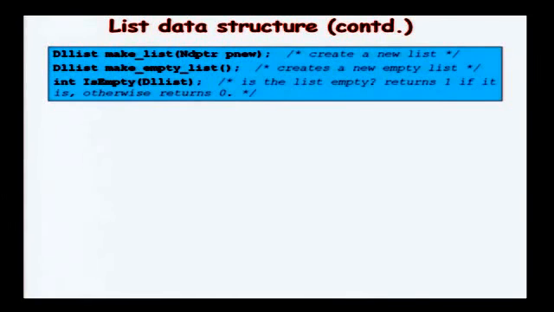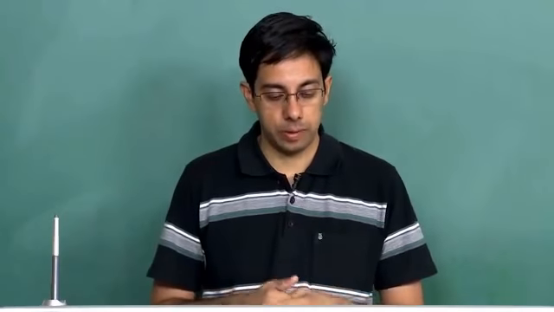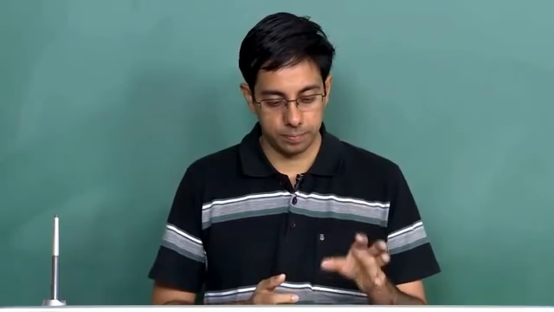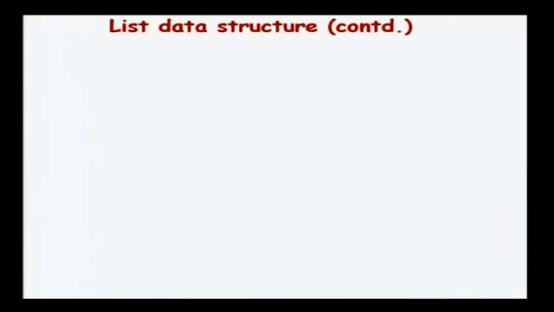Okay. So, you can think of several other common functions. You can think of a make node, you can think of a make list with a single node pointed to by p new. You can make an empty list, you can check whether a given list is empty. You can write functions to copy a doubly linked list to a new doubly linked list. You can concatenate two doubly linked lists. You can do a deep concat. We will see this in a future slide. You can append two linked lists and so on.